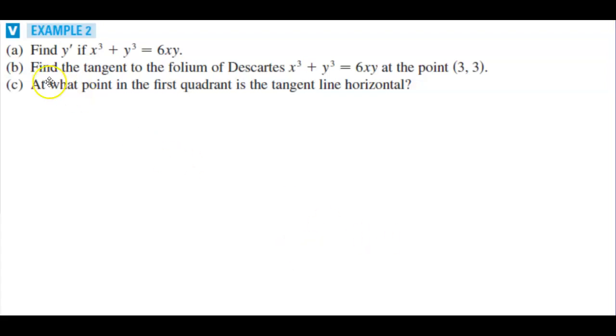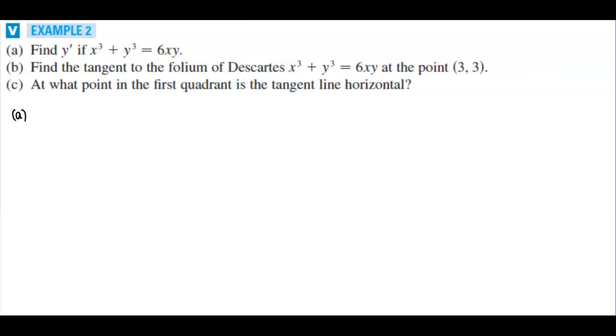Example 2, we're going to find y prime if x cubed plus y cubed equals 6xy, and then find the tangent to the folium of Descartes' x cubed plus y cubed equals 6xy at the point (3, 3). And then at what point in the first quadrant is the tangent line horizontal? So the first thing that we're going to do is look at part A.